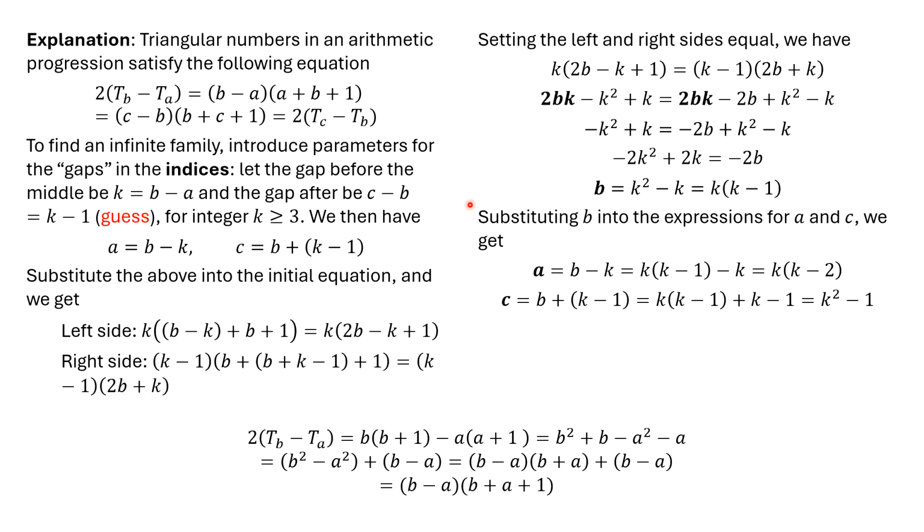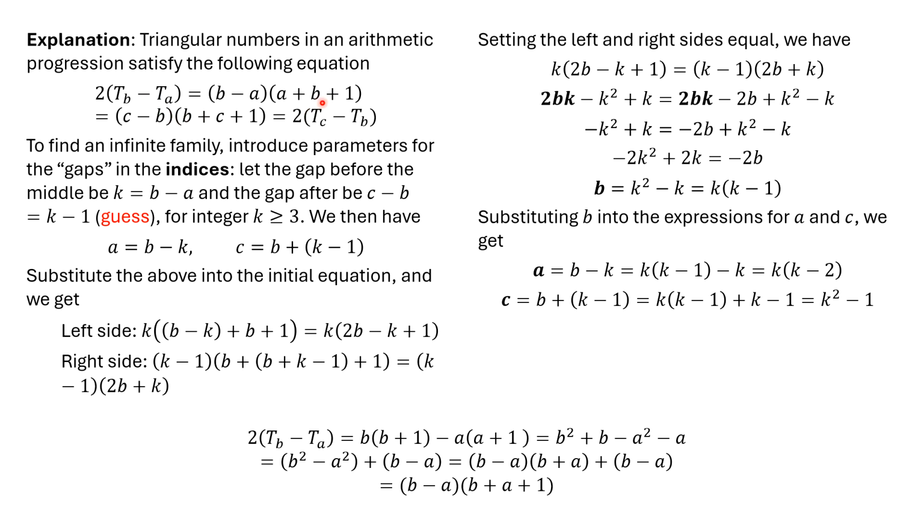On this slide, I give some justification for the formula I showed you on the previous slide. So consider triangular numbers in an arithmetic progression. So you have, say, t sub a followed by t sub b followed by t sub c, where the difference is the same. So in other words, t sub b minus t sub a is equal to t sub c minus t sub b. I multiply by 2 here just to get rid of the 1/2 in the formula.